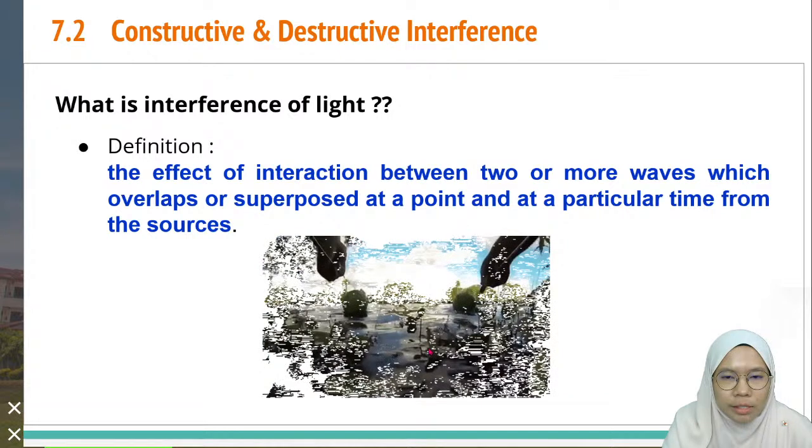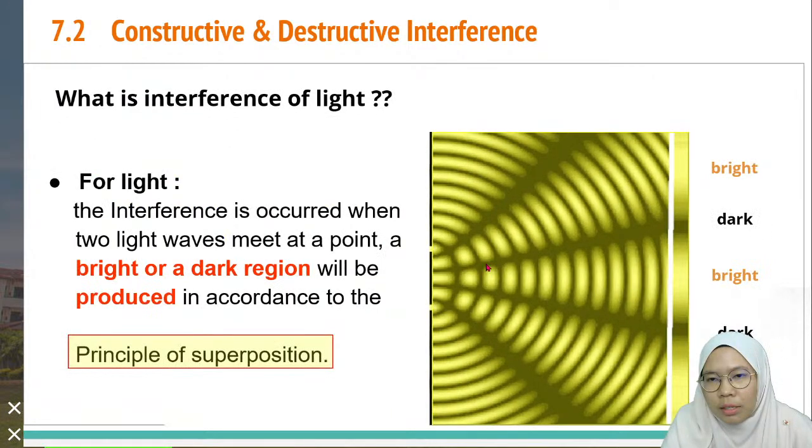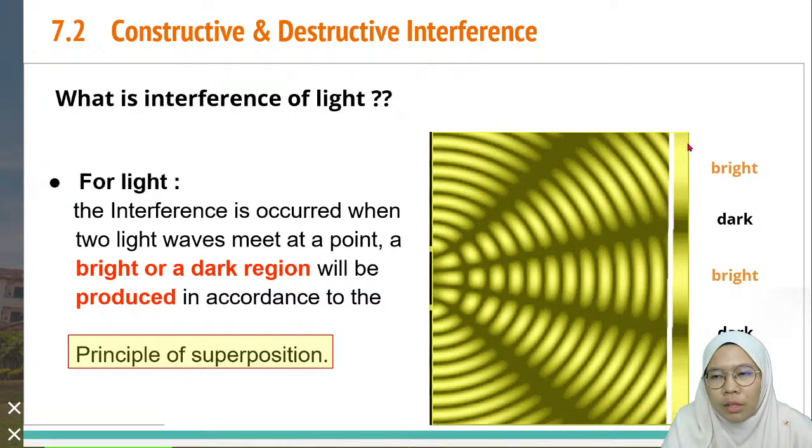For light, interference occurs when two light waves meet at a point. The region over here we cannot see, but if we put a screen at a distance from the source, so this is source 1, source 2, on the screen you can see the bright or the dark region. This is the bright, this is the dark, the two regions produced by obeying the principle of superposition. A bit of recap from semester 1: the principle of superposition is that the resultant displacement at any point is the vector sum of the displacements due to the two light waves, and we will get constructive and destructive interference.